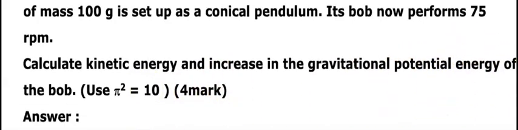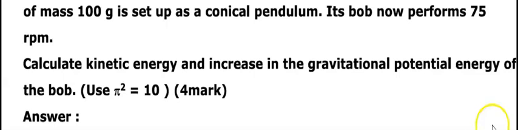Calculate the kinetic energy and the increase in gravitational potential energy of the bob. We are taking pi square as 10, although it is actually 3.142 squared. That is already given in the question here. So let's continue.